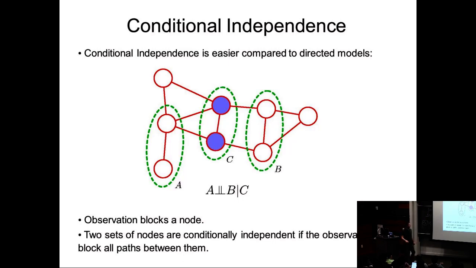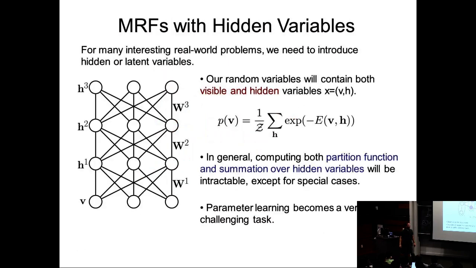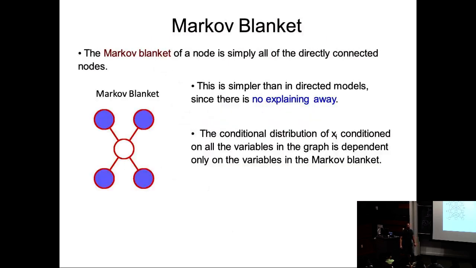So in this case, the two sets of nodes are conditionally independent if the observations block all paths between them. If I go back to this particular model, it also has a very interesting property: if I give you the states of H1, the hidden variables in layer 1, then these V's are going to be independent of the H's, which makes the inference algorithm a little bit easier to deal with. Because conditioned on one layer, the layer above and the layer below become independent, which facilitates sampling-based algorithms that we're going to look at later.